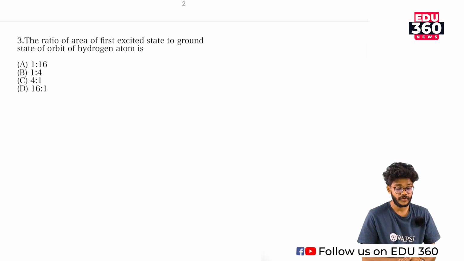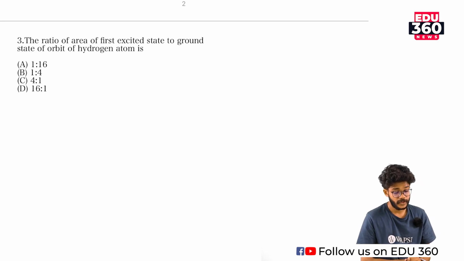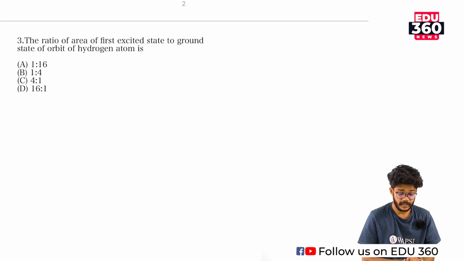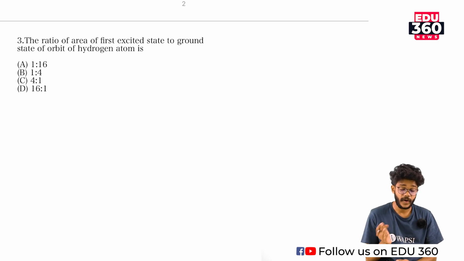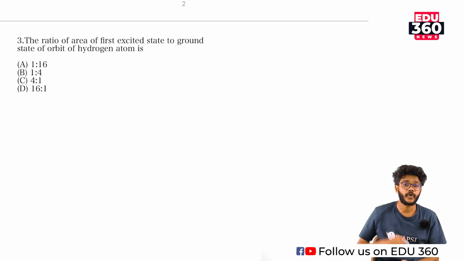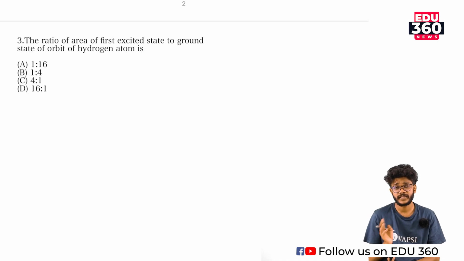Okay, the ratio of area of first excited state to ground state of the orbit of hydrogen atom is the ratio between the ground state and the first excited state, and what the area. Okay, the area of the orbit. They are asking for the ratio between the area of the first excited state and the ground state.